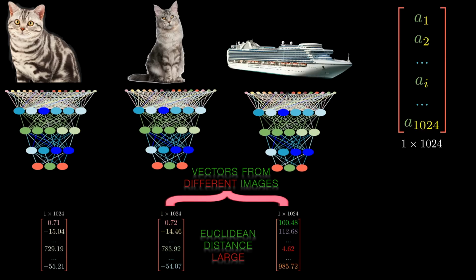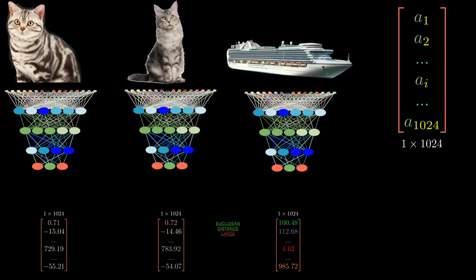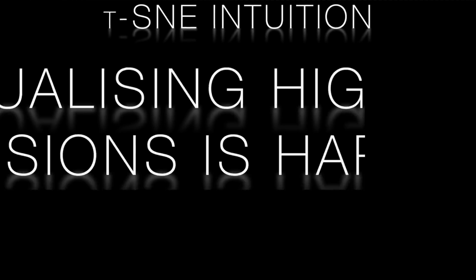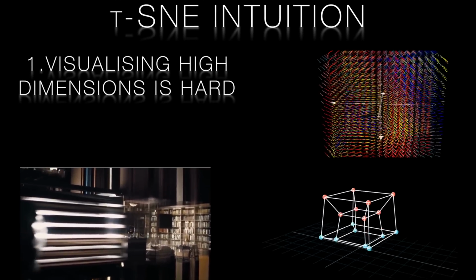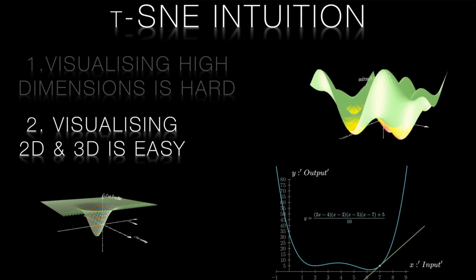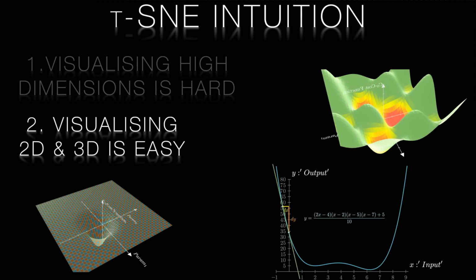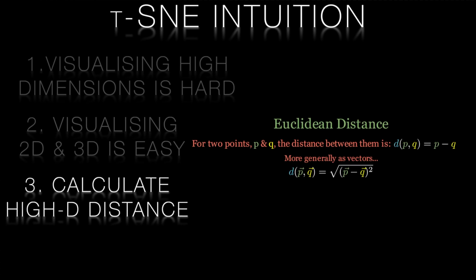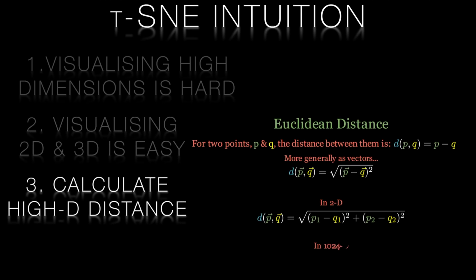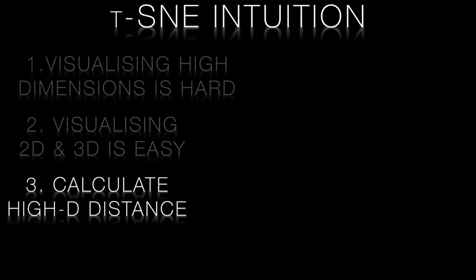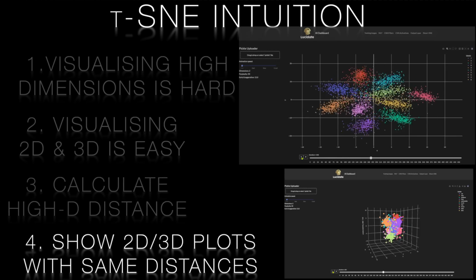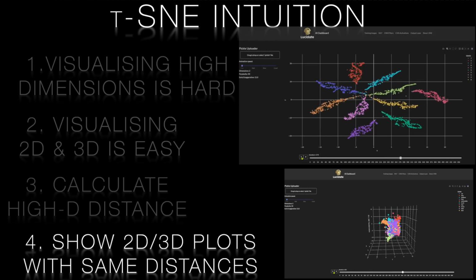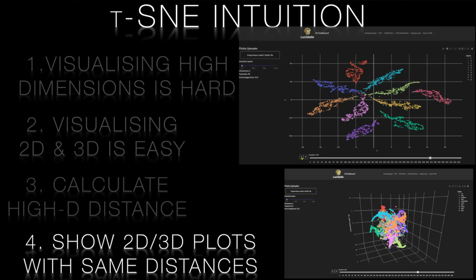The clever thing that van der Maaten and Hinton proposed in 2008 with t-SNE was, we can't perceive things in high dimensions, so let's not try, but we can see things in 2 and 3D really clearly, so let's focus there. We know there's a simple way to calculate the distance between points in very high dimensions, the Euclidean distance. So let's show a plot in 2D or 3D that preserves the distances between the points. That way, we can see points that are clustered together.